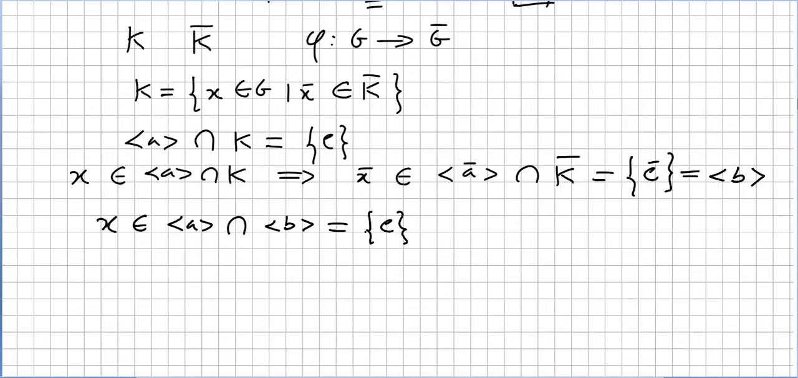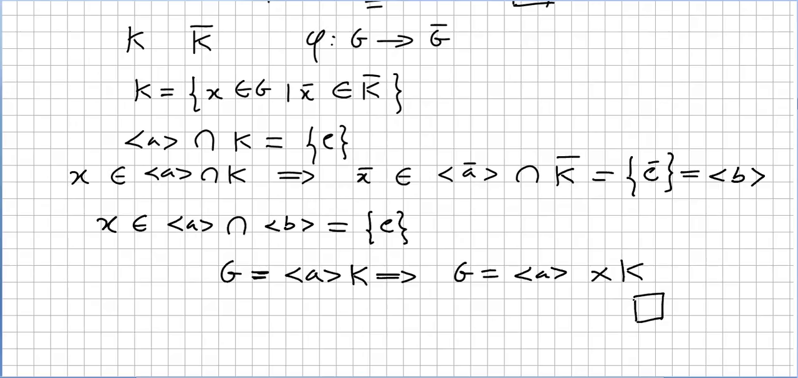Now this is really basic. It's only what we call the order argument. It's a matter of order. So G has to be equal to the set generated by A times the subgroup K. That means that G is equal to the set generated by A times K, and this concludes the proof.